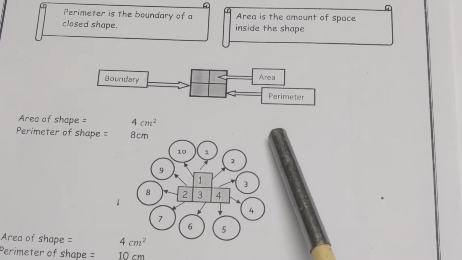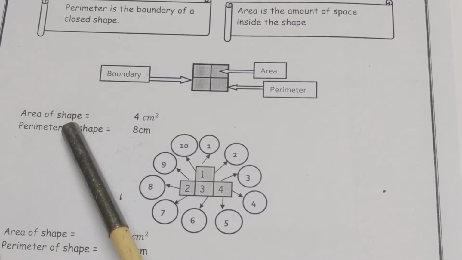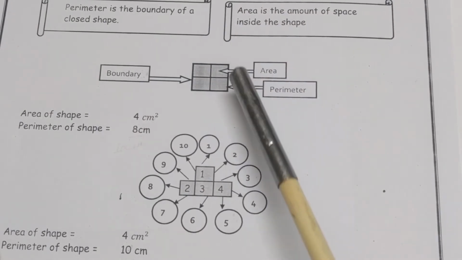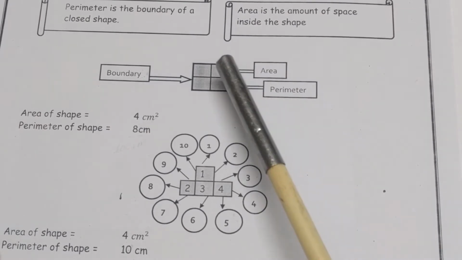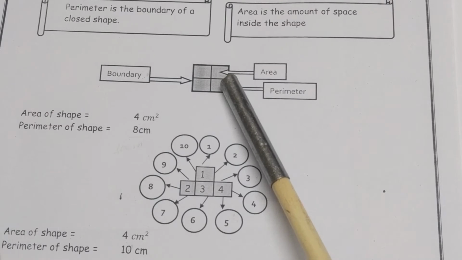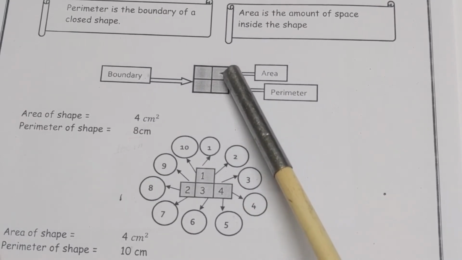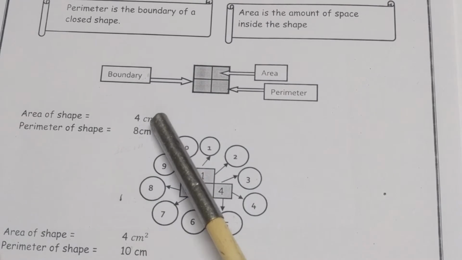Now how to calculate the perimeter and area of the given shape? Area of the shape is equal to 4 centimeter square. How? As you can see the shaded part, what is the amount of space inside this shape? 1 2 3 4. You have to calculate the number of the boxes in this inside shape which is represented by the shaded part. So the shaded part in this bigger box has 1 2 3 4. So the area of this shape is 4 centimeter square.